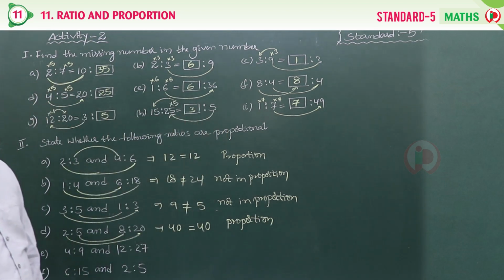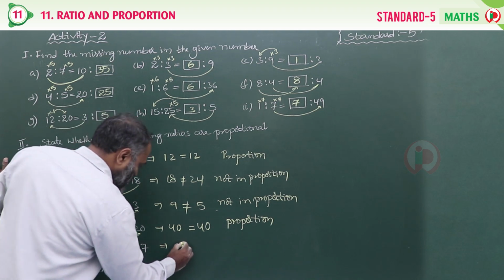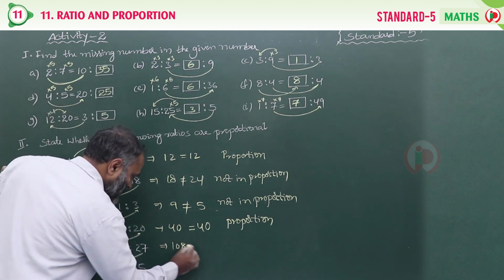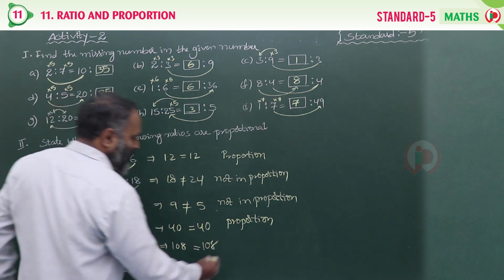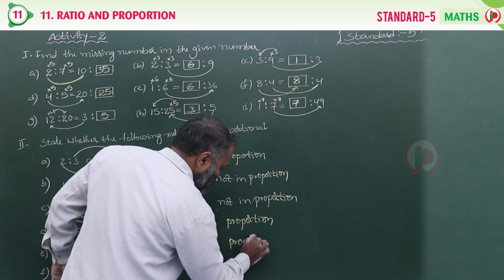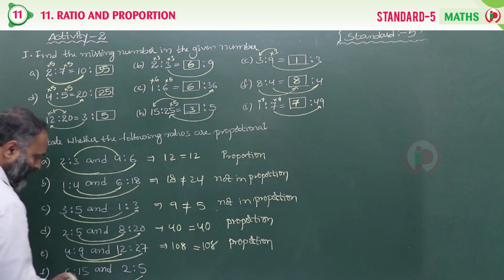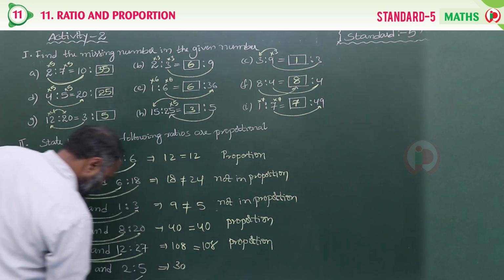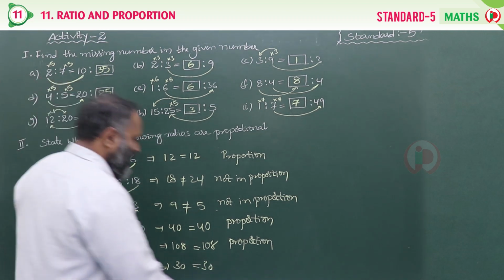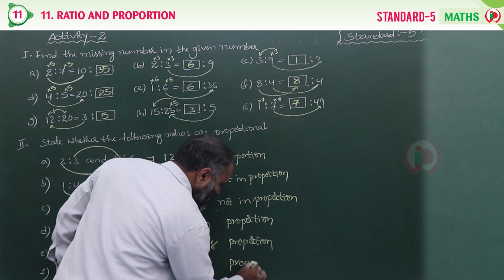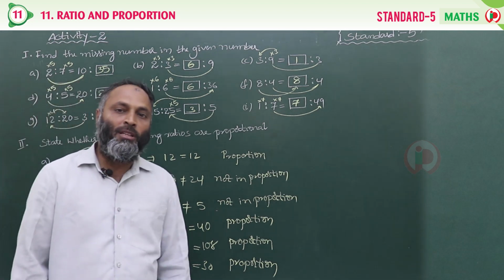So the product of means and the product of extremes we should find. Product of extremes: 27 4s are, 4 7s are 28, 2 4s are 8, 9 10 is equal to 12 9s, the product of means, 12 9s are 108. So both are the same, which means they are in proportion. Product of means and product of extremes we should check. So here also the product of extremes, 6 5s are 30, then 15 2s are 30. The products of means and extremes are the same here, so they are in proportion. If the product of means and the product of extremes is the same, then they are in proportion, otherwise they are not in proportion. Okay.